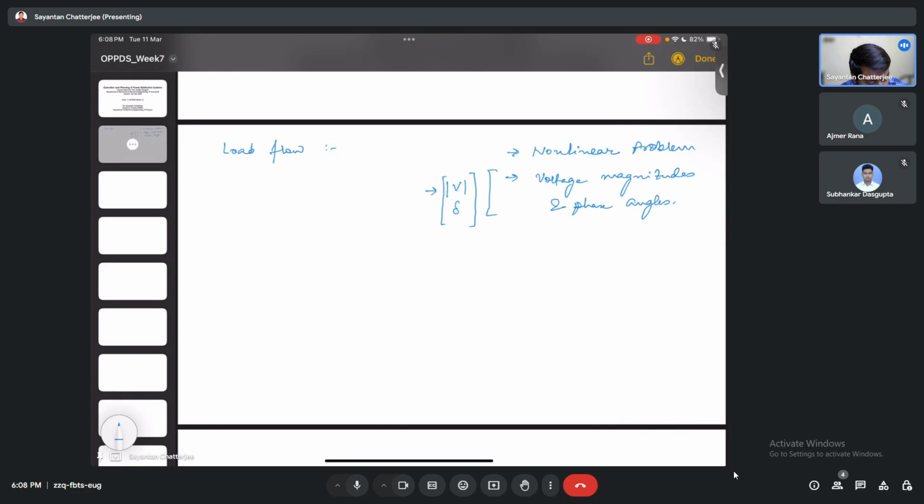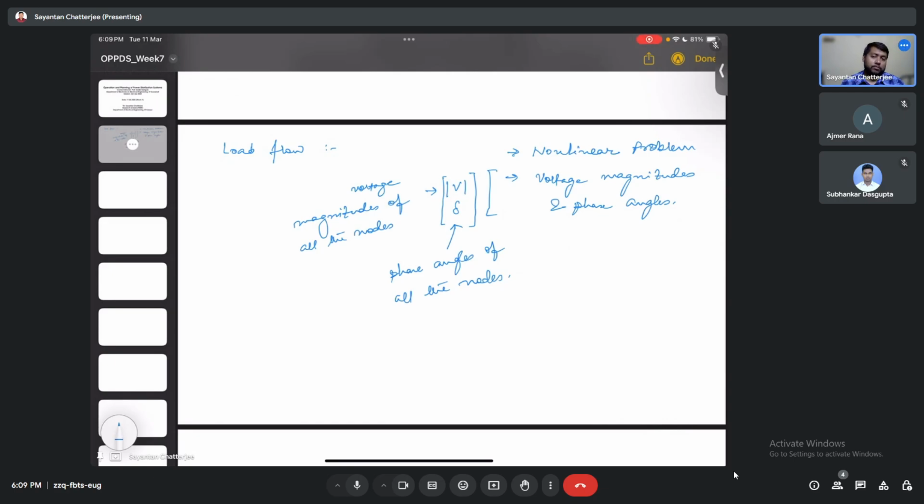You can represent it as a vector, where V constitutes all the voltage magnitudes of all the nodes, and delta is also a vector, constituting all the phase angles of all the nodes.